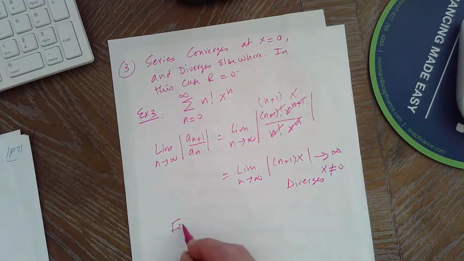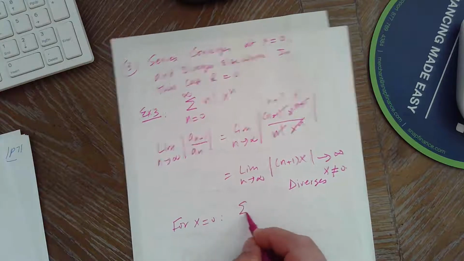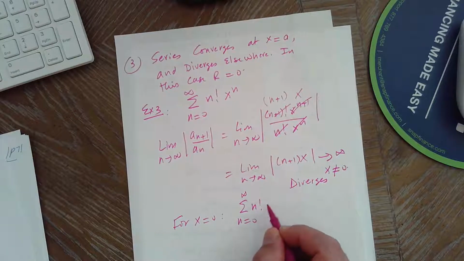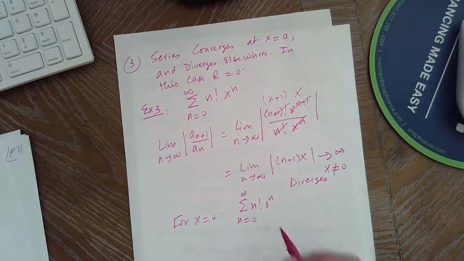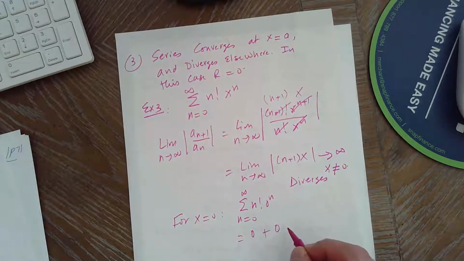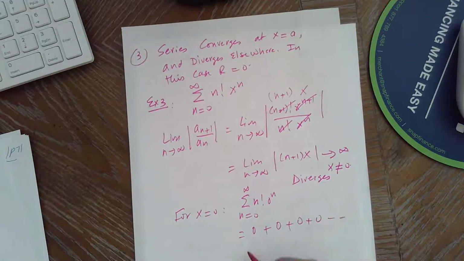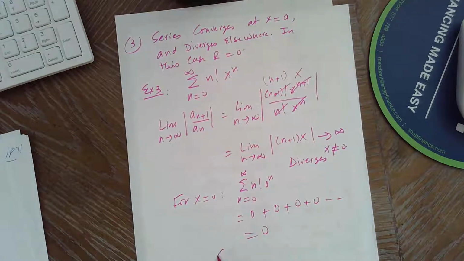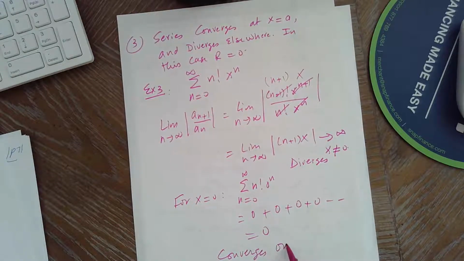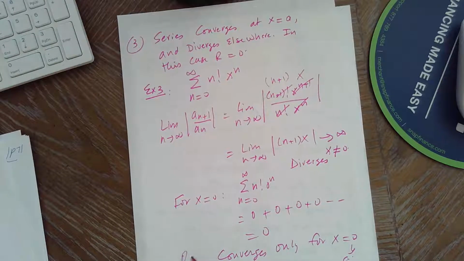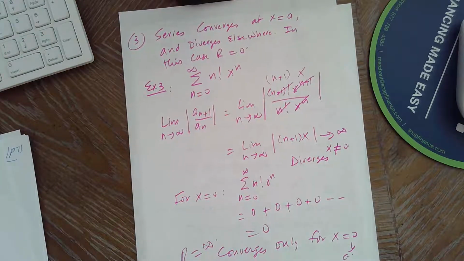So for x equals 0, what happens? The sum from n equals 0 to infinity of n factorial times 0 to the n is 0 factorial times 0 to the 0, plus 1 factorial times 0 to the 1, and so on, which equals 0. So for x equals 0, the sum is 0, which converges only for x equals 0. That's x equals a. In this case, the radius of convergence is 0, and this series diverges elsewhere.